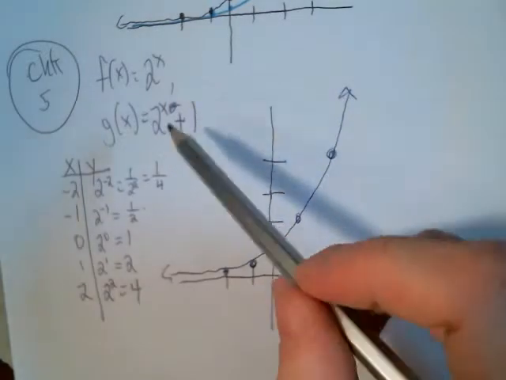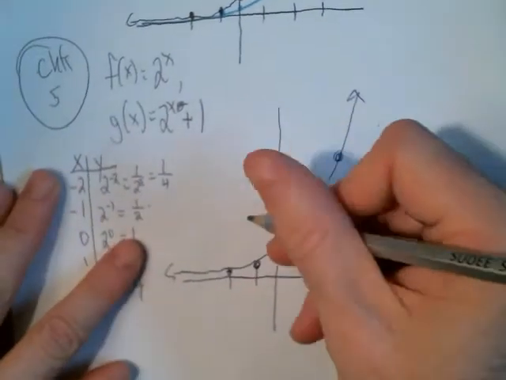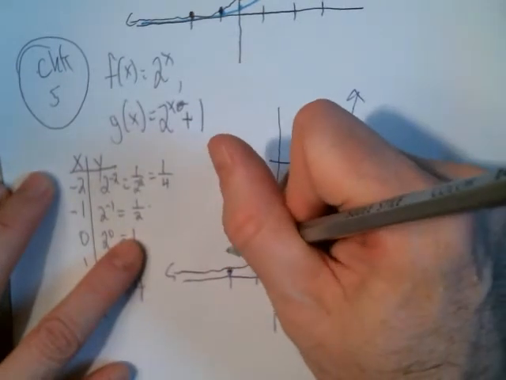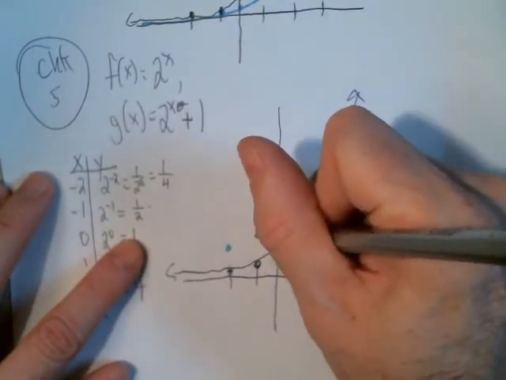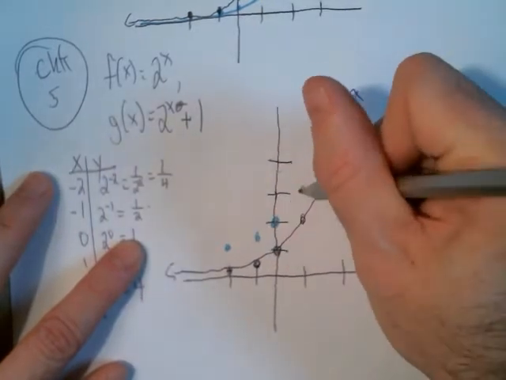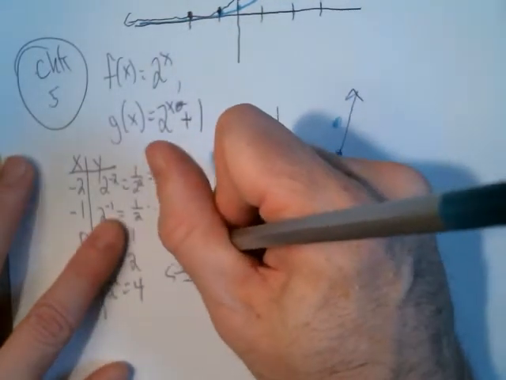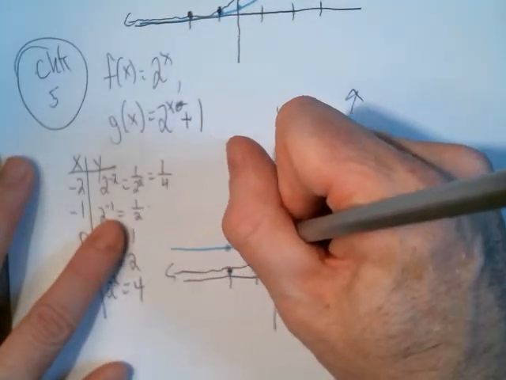So 2 to the x plus 1 is essentially shifting all the y values up by 1. So this point is going to go up to here. This one is going to go up to here. This one will go up to here. This one up to here. This one up to here. So our new graph will look like this.